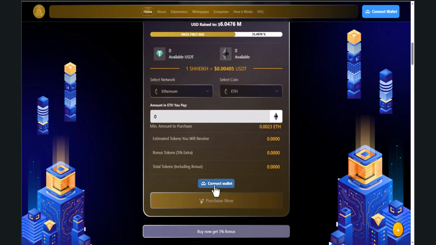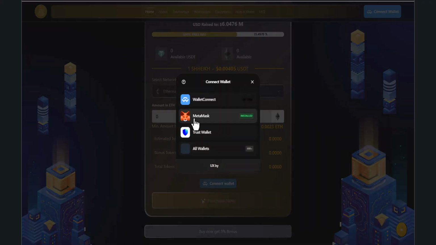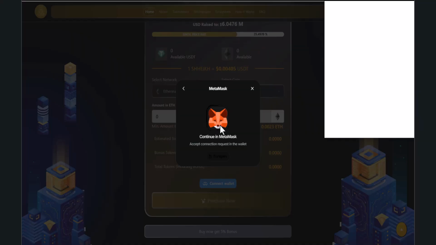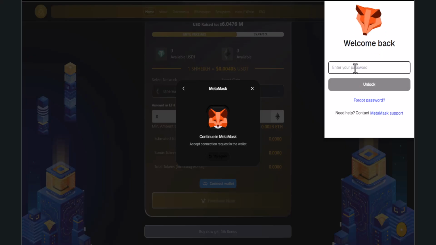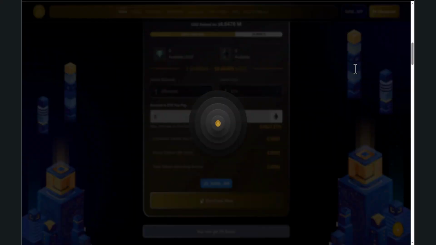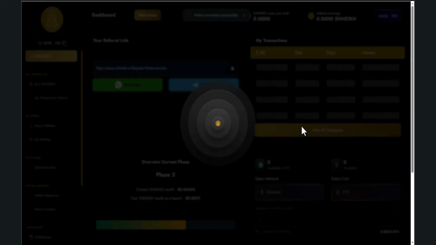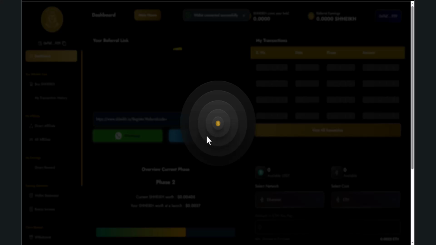First of all, you have to connect your wallet so that you can easily buy your token. After connecting the wallet, you can see my MetaMask wallet is open here. As it opens, you must put your password here. So you can see my MetaMask wallet is connected successfully.